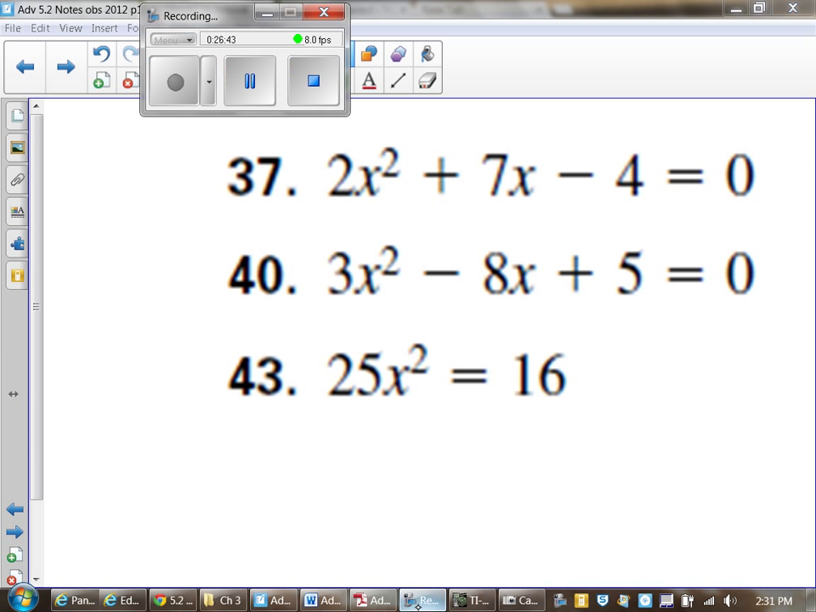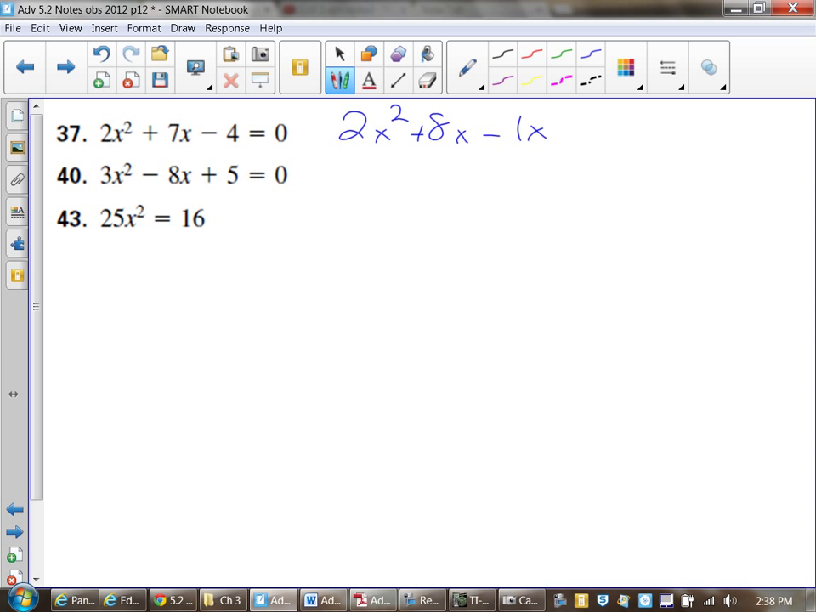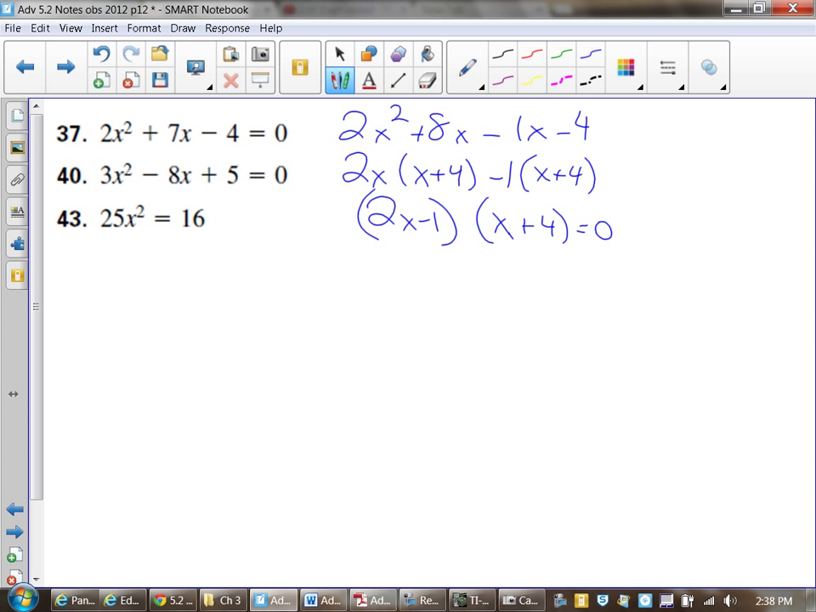There are zeros here. You have to factor these. On that first one, you have 2 and negative 4 to get negative 8, adding together to get 7. So you had 2x squared plus 8x minus 1x minus 4. Take out 2x, you got x plus 4. Take out the negative 1, you got x plus 4. Your zeros are easy to find: 1/2 and negative 4. You okay on that?